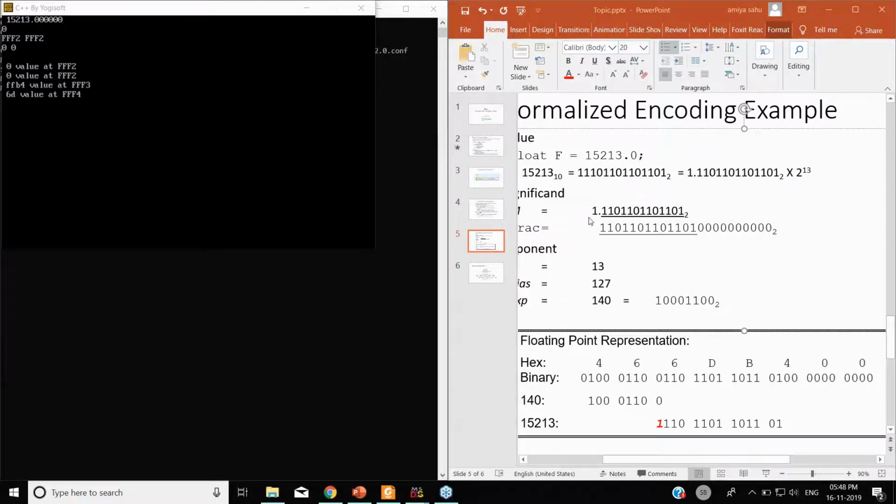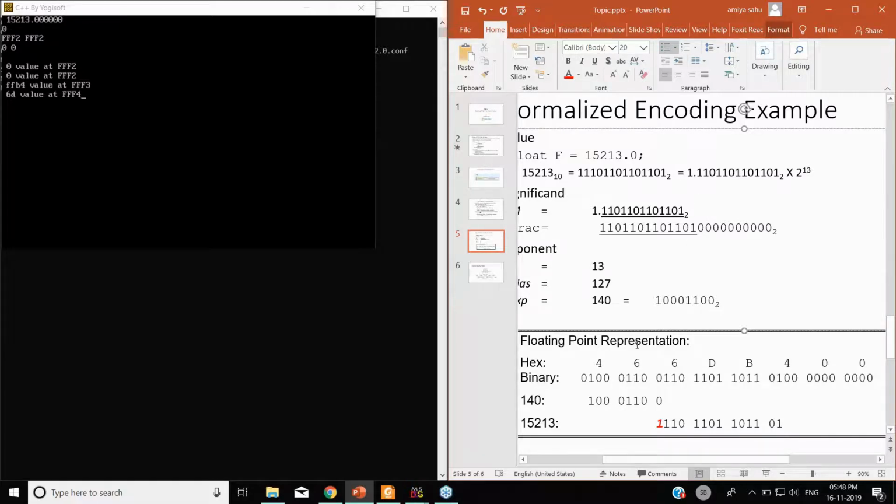How does the computer store the fractional point? This is the fractional point: 110110110110110. But interestingly, it will not store the initial one, that is the 1 point something. So it will always be 1 point something, so this 1 point is not stored.